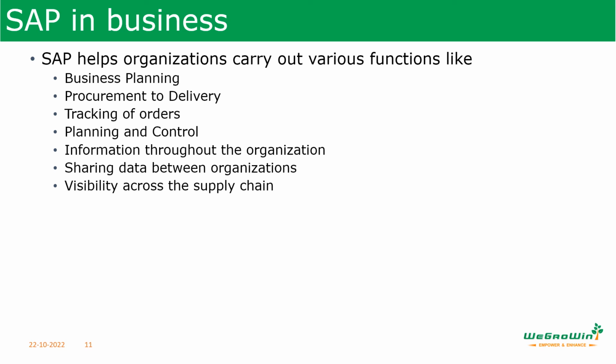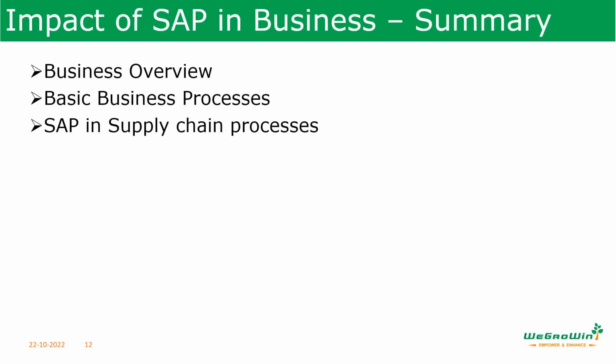Just now we discussed how the information is available across the organization, and sharing the data between organizations. We discussed various entities in the supply chain, sharing the data across organizations, and this provides visibility across the entire supply chain. This is giving a good advantage to the supply chain to take the right decisions and improved decisions. In this session, we discussed the overview of business, the various business processes and business entities, and how SAP has an impact on supply chain processes.